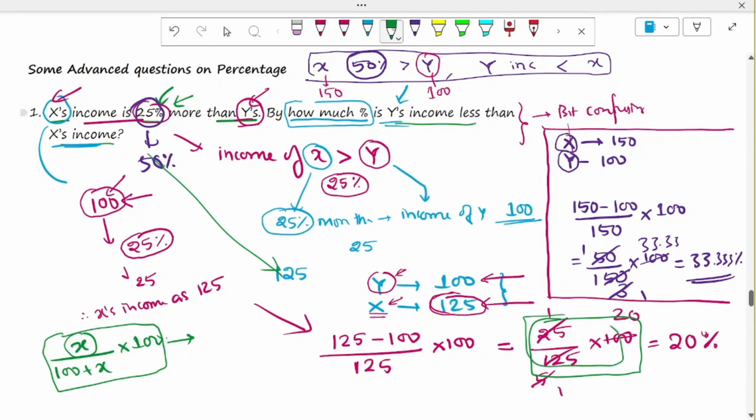So in this question, what is the value of x? It is equal to 25. So 25 divided by 125 into 100. So straight away you will be reaching this point. You can remember this formula, x divided by 100 plus x into 100.